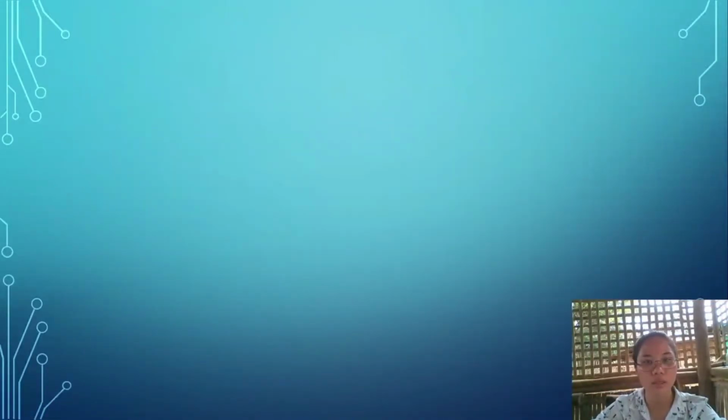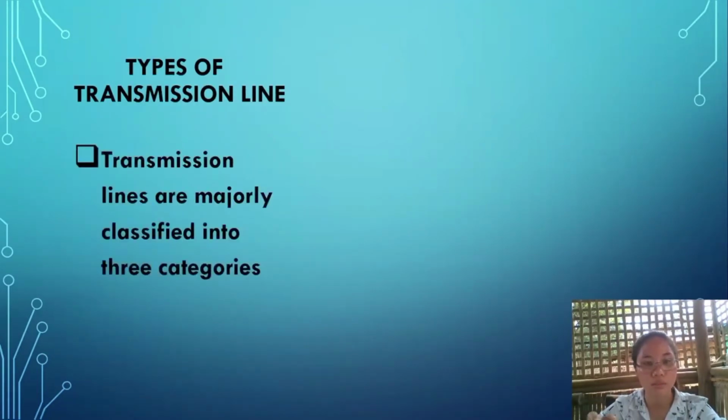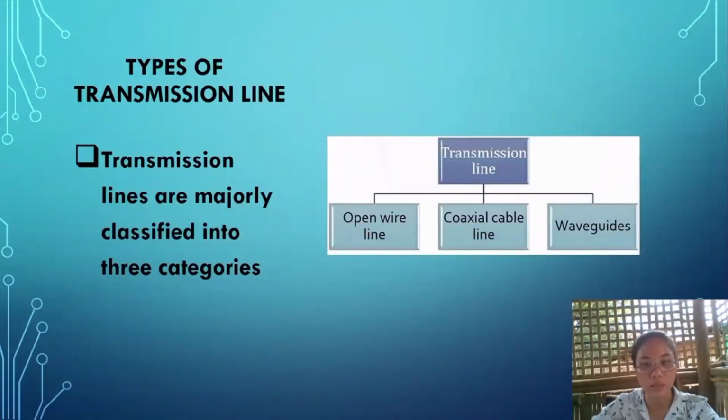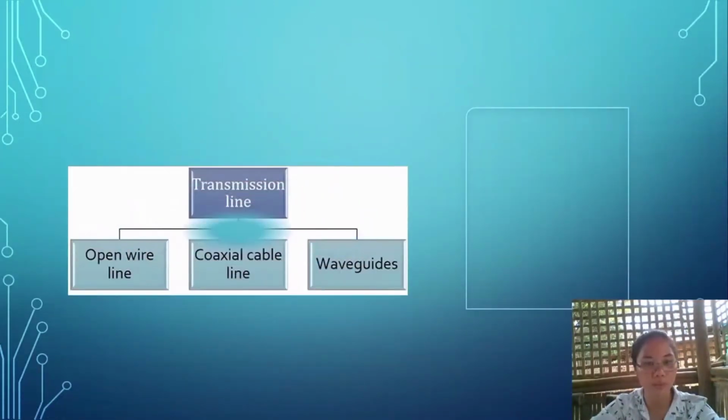Next we are going to talk about the types of transmission lines. Transmission lines are majorly classified into three categories: the open wire line, the coaxial cable line, and the waveguides. Of these three, the coaxial cable line is the most used and most well known. We will discuss first the open wire transmission line.